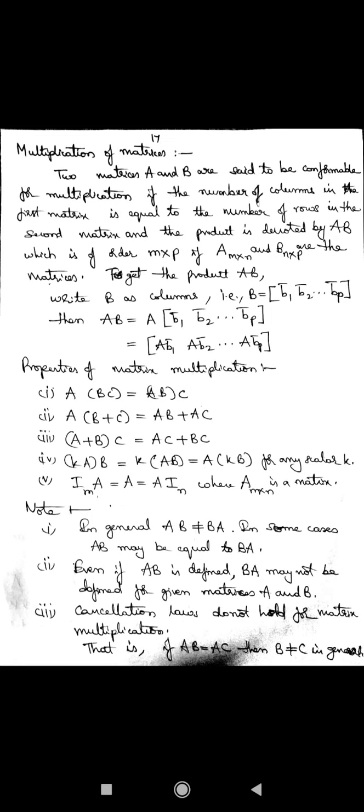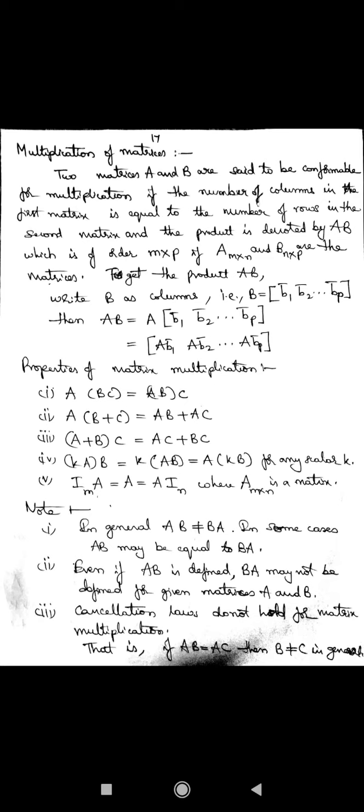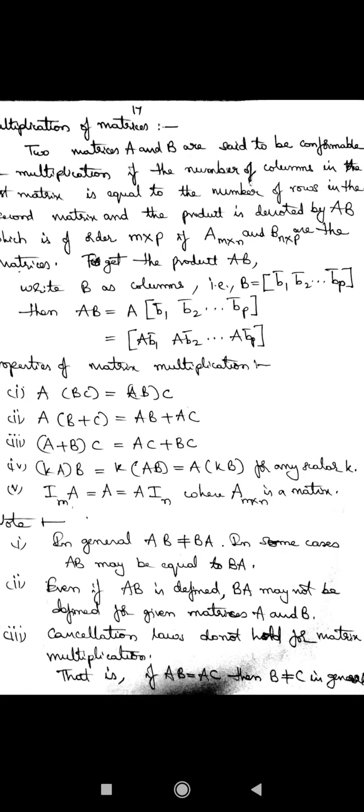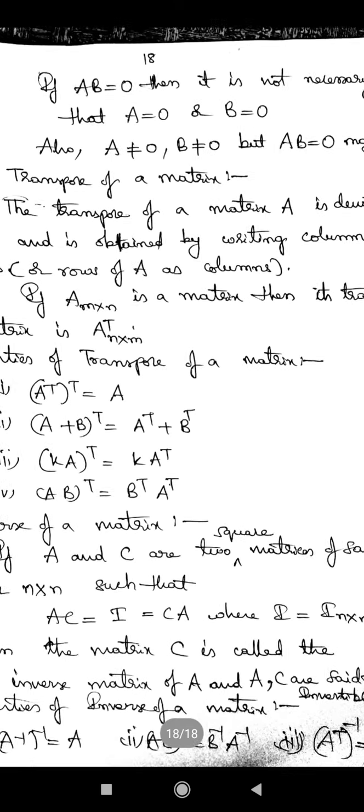So we can understand that even if AB is defined, BA may not be defined for given matrices A and B. And the third point says that cancellation laws do not hold for matrix multiplication. That is, if AB is equal to AC, then we cannot say that B is equal to C. That is, B is not equal to C in general. Usually it happens that B is different from C.